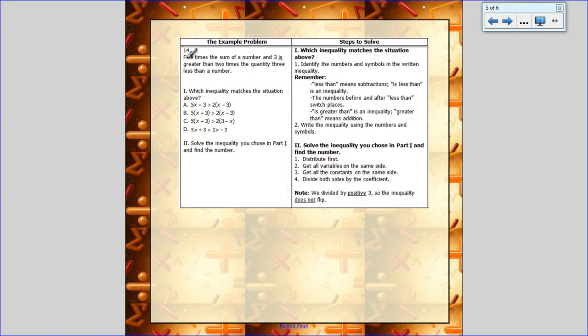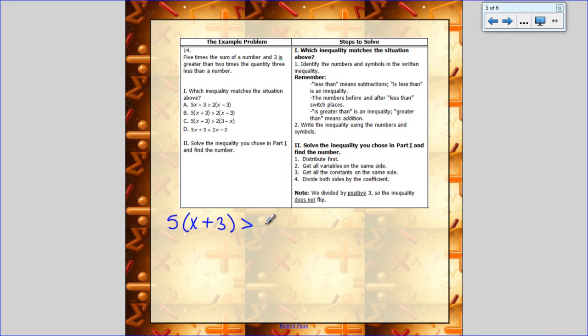So the first thing it says is 5 times the sum. Well, if I have to do 5 times the sum, it means I have to do 5 times something being added. And so it needs to go in parentheses. So the thing being added is a number and 3. So that's x plus 3. Then it says is greater than. That word is means I have to do a greater than symbol. If it didn't have the word is, I'd put a plus sign. But there's two, they're completely different.